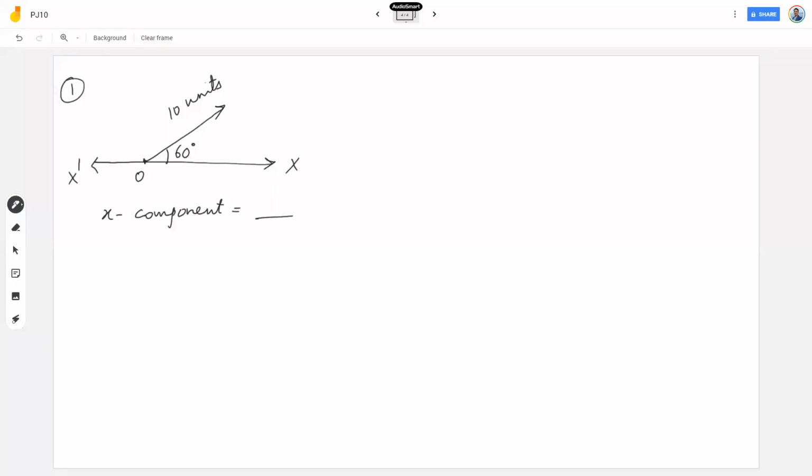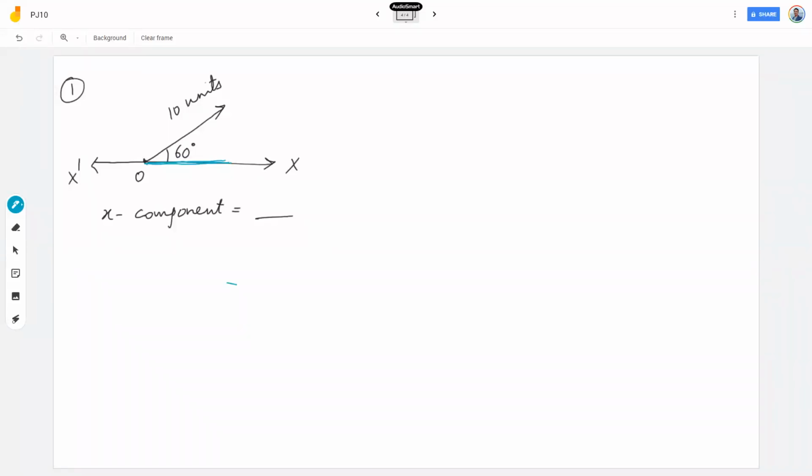What is the x component of the vector? X component means the component of the vector on the x-axis, or along the x-axis. To find the component, basically I have to draw a rectangle having this as a diagonal. That can be done in many ways, but one of the sides of the rectangle must be on the x-axis. That is a condition here.